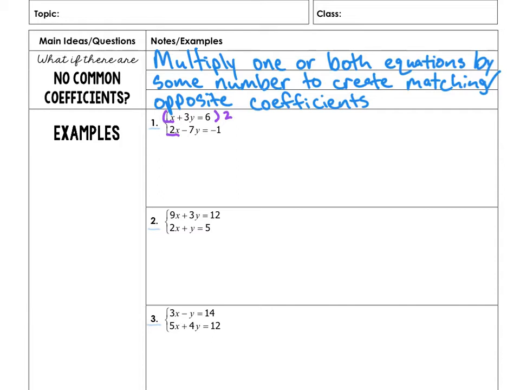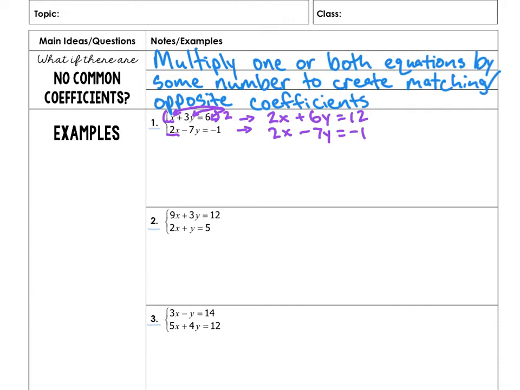So I'm going to multiply this, and when I multiply this, what I'm actually doing is distributing. I'm going to distribute this 2 to the x, to the 3y, and to the 6. So I'm going to bring both equations over, but I'm going to do the distribution to simplify that first equation. When I do the distribution, I'm going to get 2x plus 6y equals 12. That is, of course, because 2 times x is 2x, 2 times 3y is 6y, and 2 times 6 is 12.